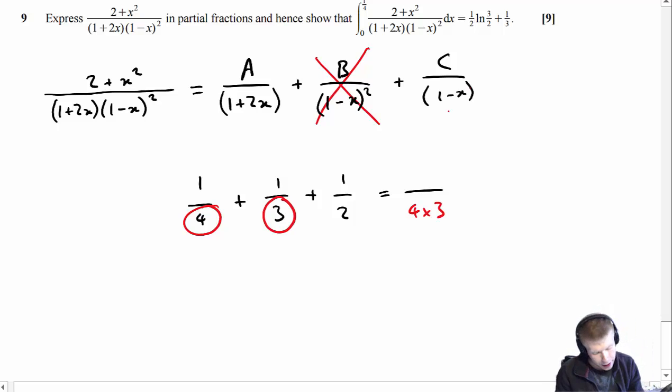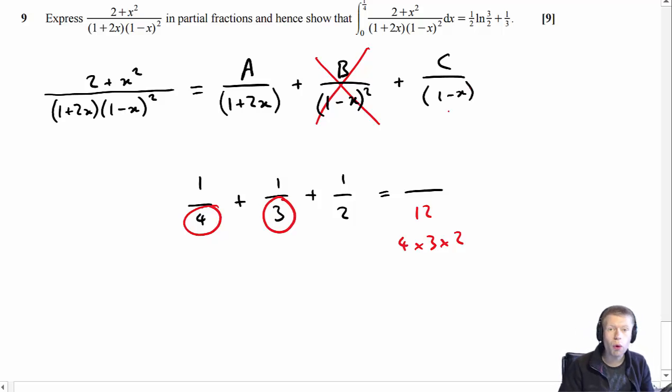The reason being is because 2 will automatically go into 4, which means that when I find the lowest common denominator of just 4 and 3, then 2 will automatically go into it. So 4 times 3 is 12, and you can clearly see that 2 goes into 12. So even though we haven't written down 4 times 3 times 2, that is a common denominator, but the lowest common denominator is just 12. I could have equally chosen 24, but the lowest common denominator is 12, and 2 automatically goes into that. Hopefully you can see that a little bit.